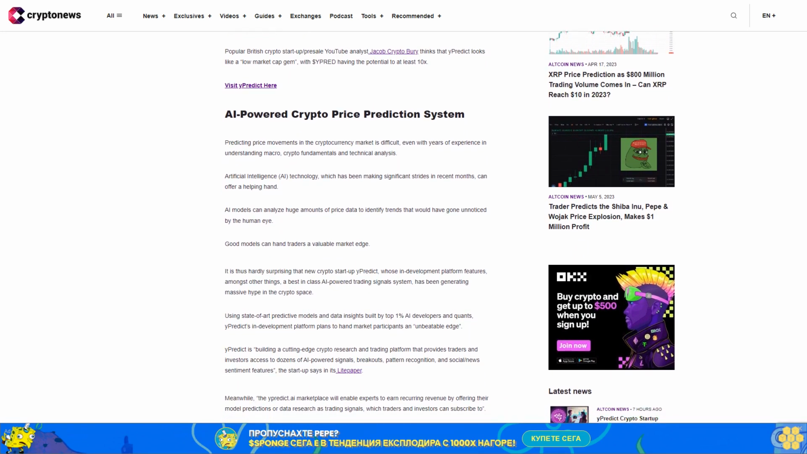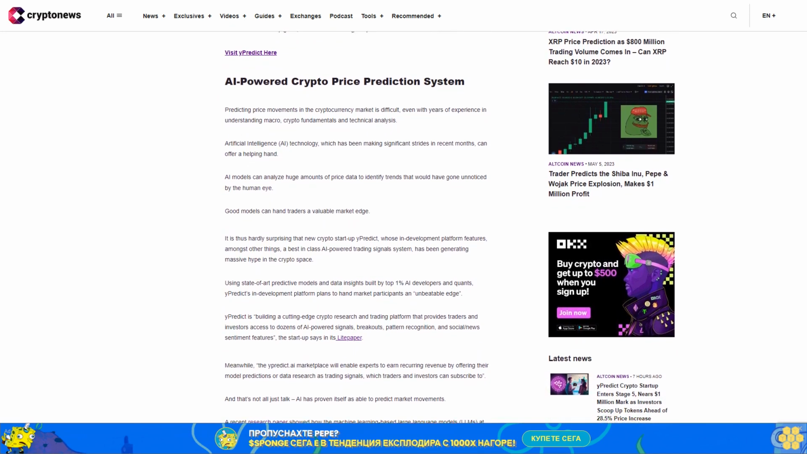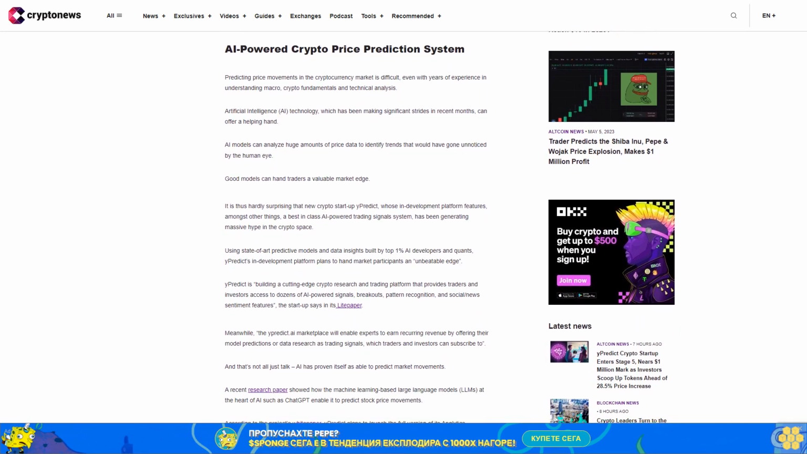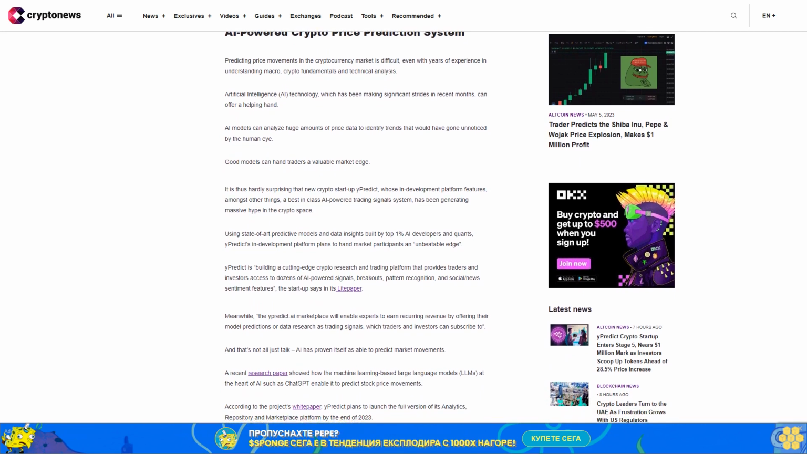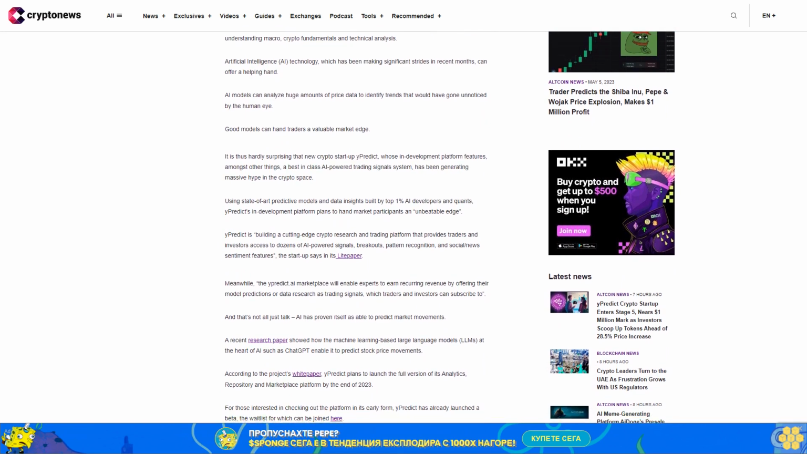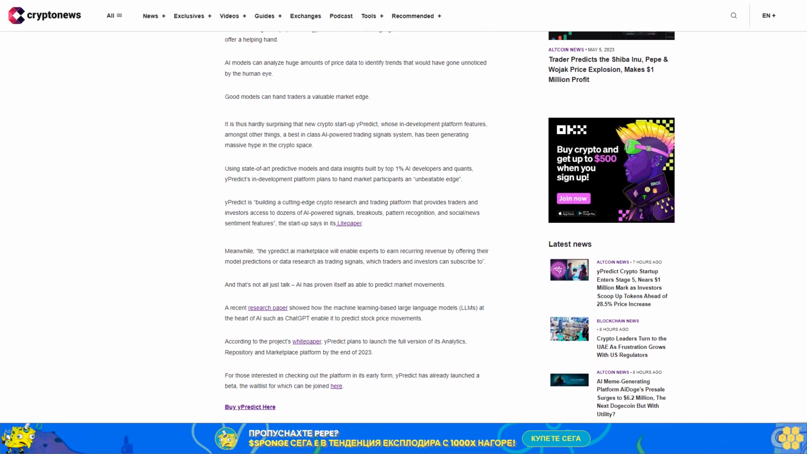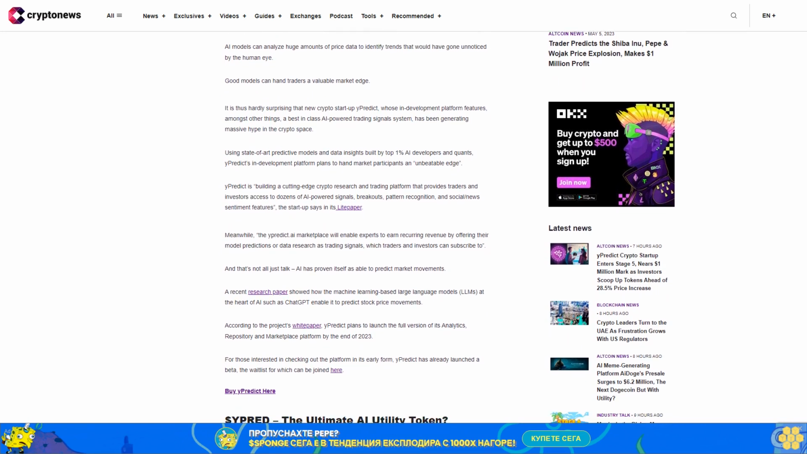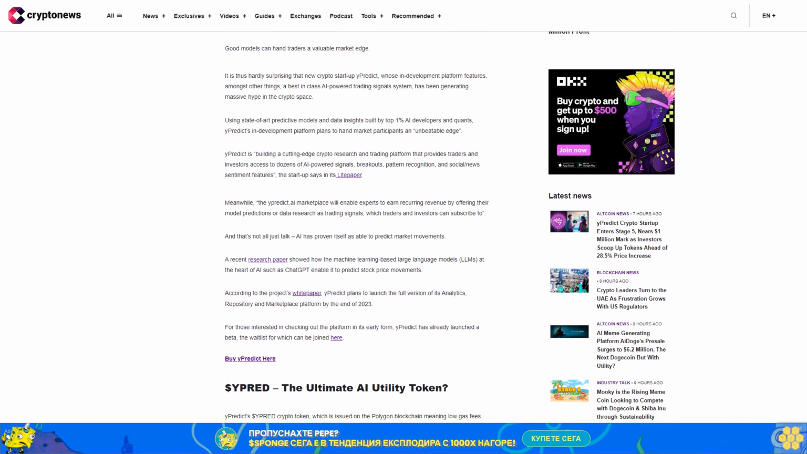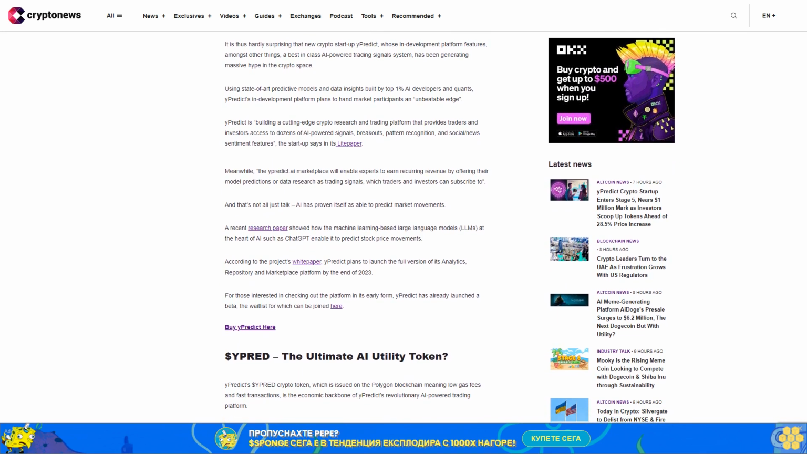AI-powered crypto price prediction system. Predicting price movements in the cryptocurrency market is difficult, even with years of experience in understanding macro, crypto fundamentals and technical analysis. Artificial intelligence, which has been making significant strides in recent months, can offer a helping hand. AI models can analyze huge amounts of price data to identify trends that would have gone unnoticed by the human eye. Good models can hand traders a valuable market edge. It is thus hardly surprising that new crypto startup yPredict, whose in-development platform features, amongst other things, a best-in-class AI-powered trading signal system, has been generating massive hype in the crypto space.